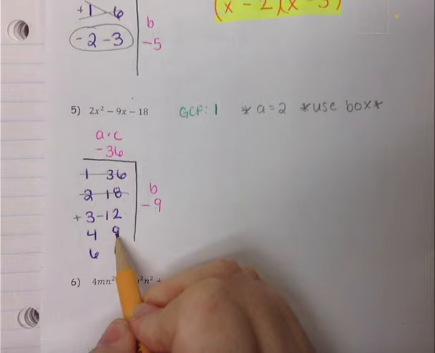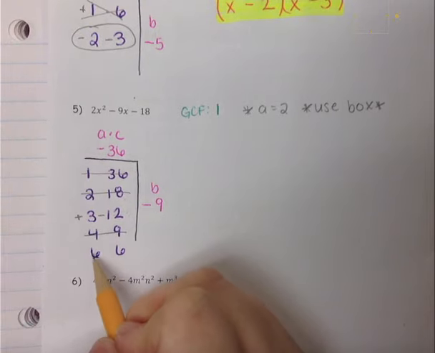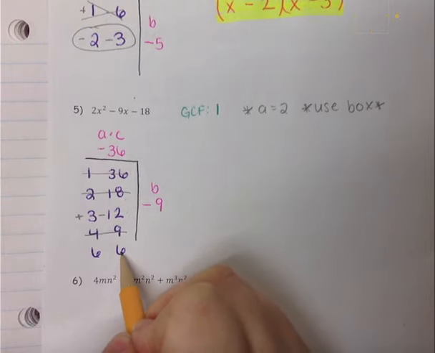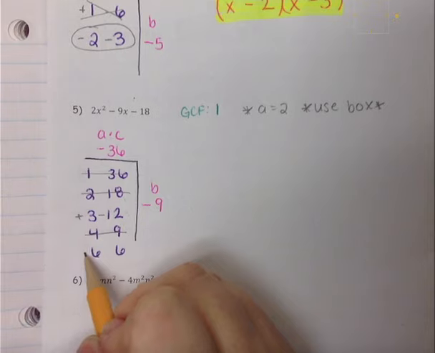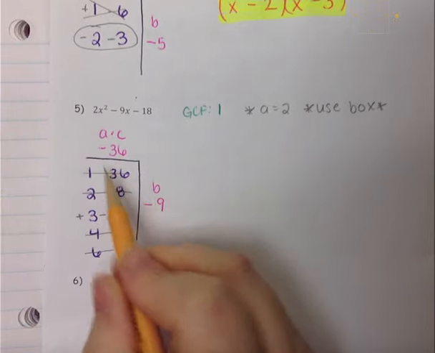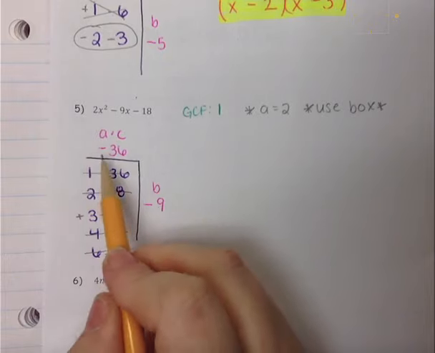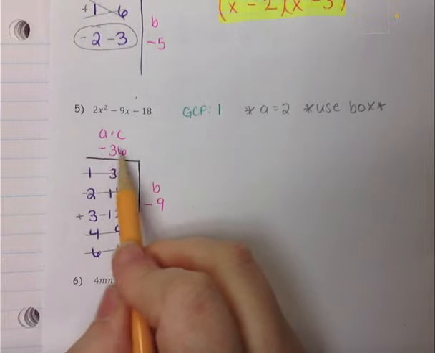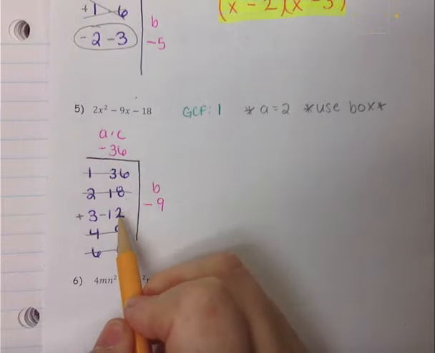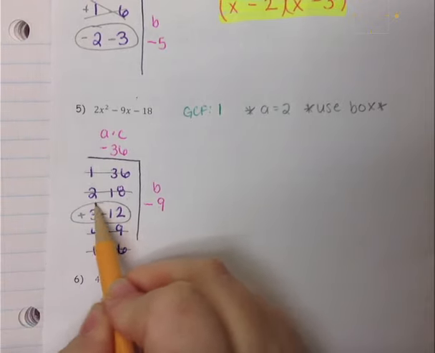4 and 9, if we combine those, that will give us a 13, so not a 9, so these are gone. 6 and 6 will either give you a 0 or a 12, so it will not give you a 9, so those are gone. These are the only two that we can check if they completely match correctly. So we multiply 3 times negative 12 gives us a negative 36, which is what we wanted, and 3 minus 12 gives you a negative 9, so these numbers do match correctly.